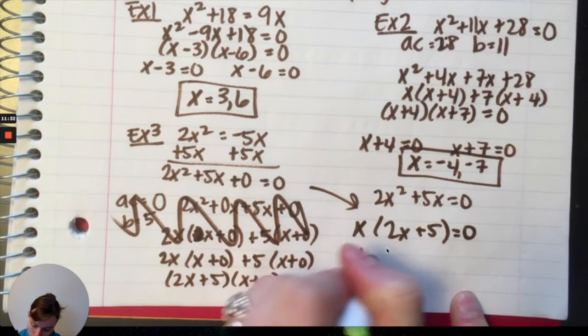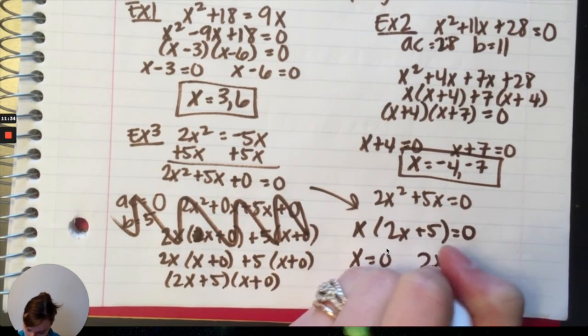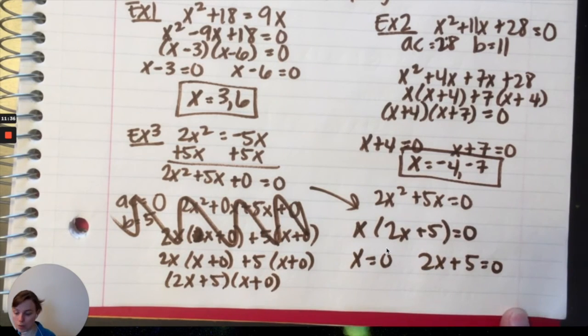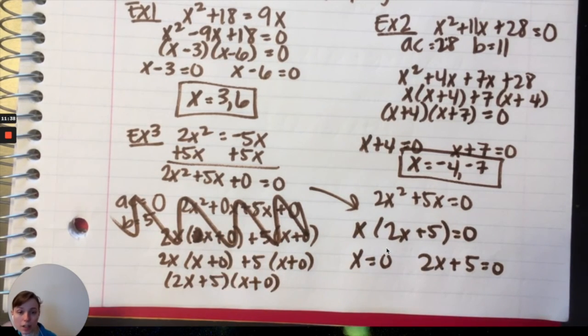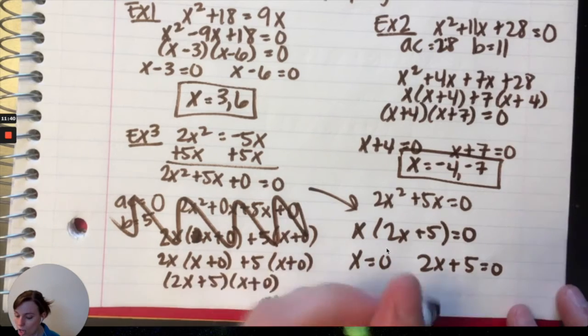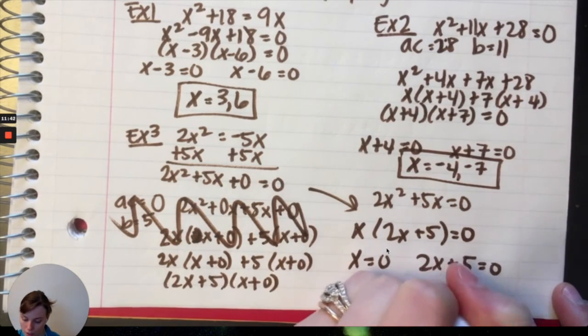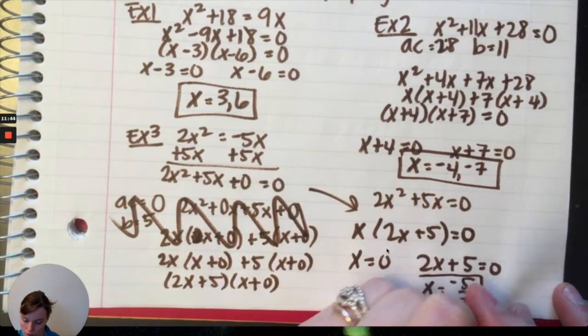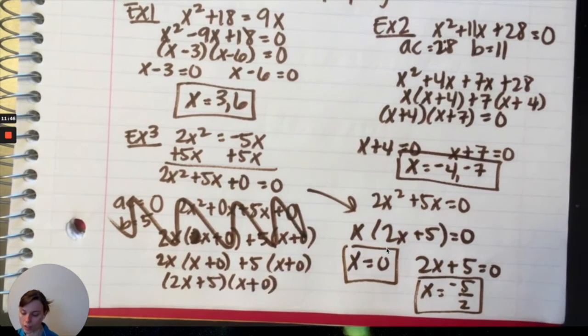And that means my two equations I'm solving are these two, because those are my two factors being multiplied by each other and equaling 0. So x equals 0, and then x equals negative 5 halves. So I get two solutions there. All right, that should be good.